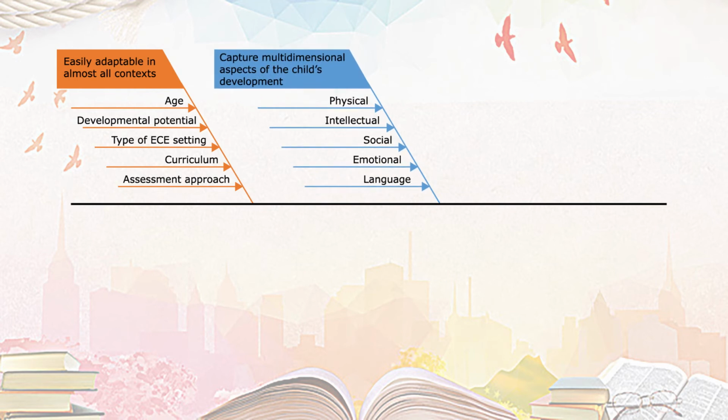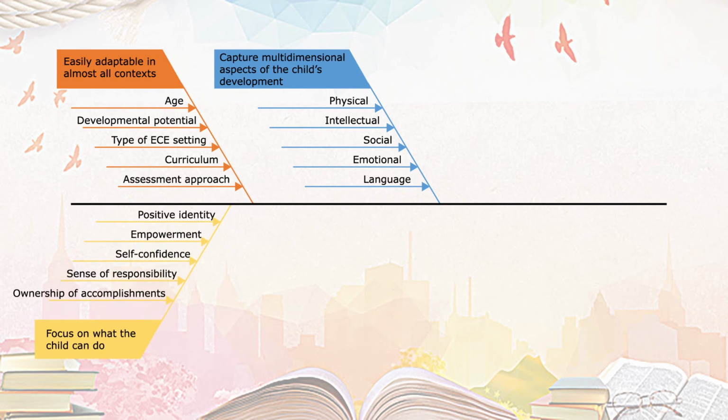The second process is that it should capture multidimensional aspects of the child's learning and development. A learning journey portfolio, if done in an organized manner, has the potential of capturing multidimensional arenas of the child's learning and development within a period of time. The various areas of development that can be covered are physical, intellectual, social, emotional, and language.